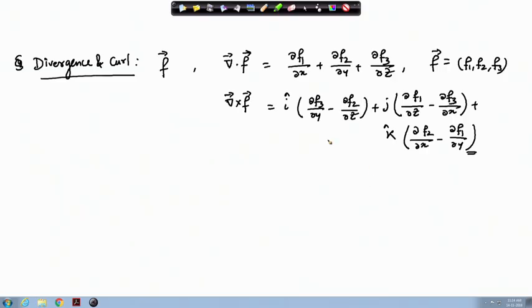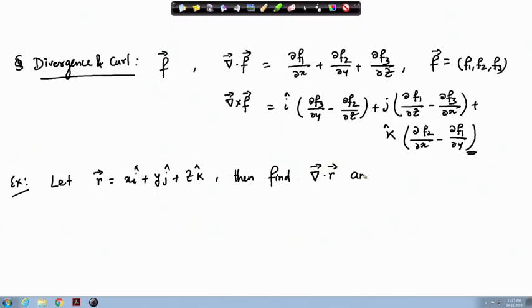Now, motivated by these two formulas or definitions, we will start with example 1. Let r equal x i plus y j plus z k. When I write i cap, it means a unit vector. Find the divergence of r and the curl of r. So let us try to find the solution.